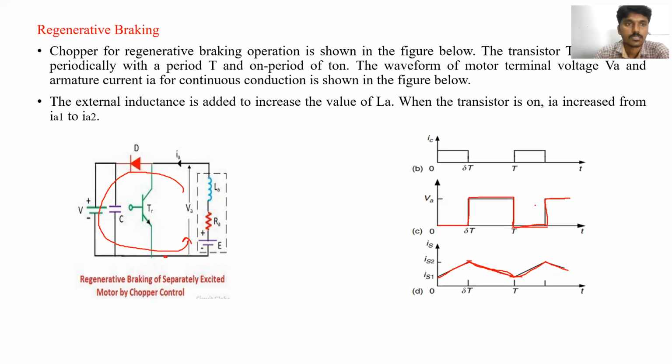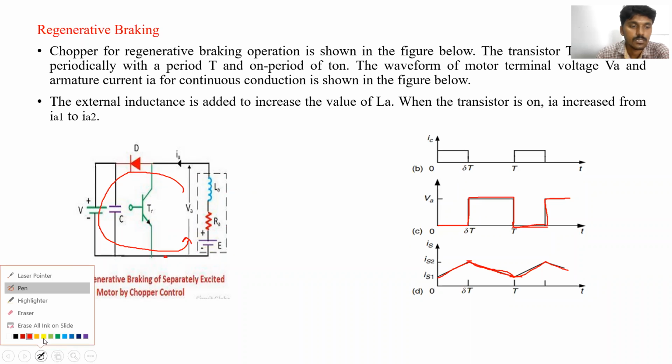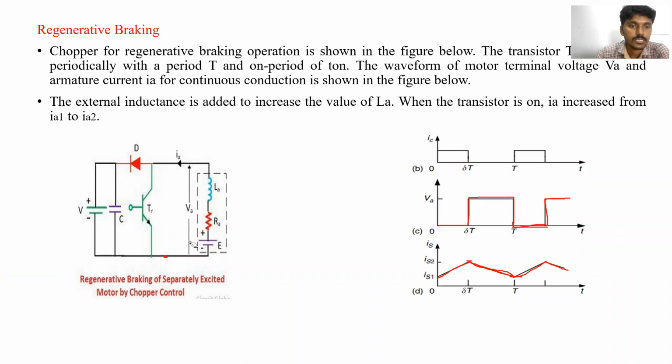This is the simple operation of the type B chopper with the DC motor. This RLE load can be considered as a motor load. So this circuit can also be called regenerative braking. Why is it called regenerative braking?